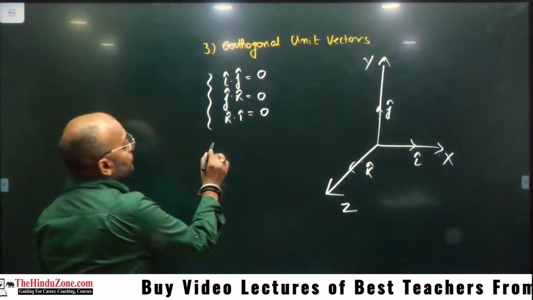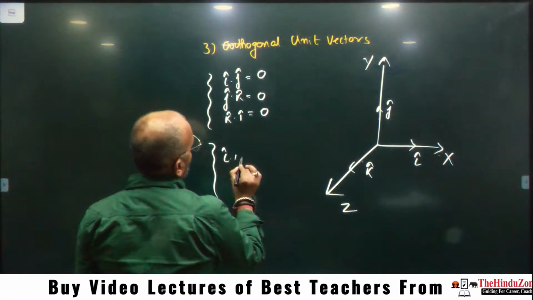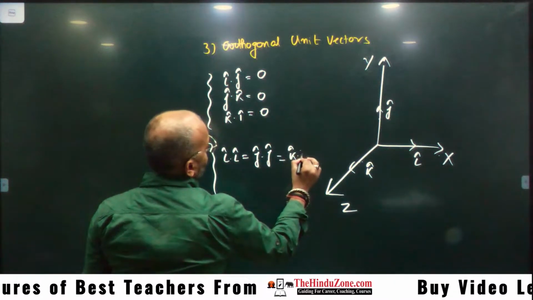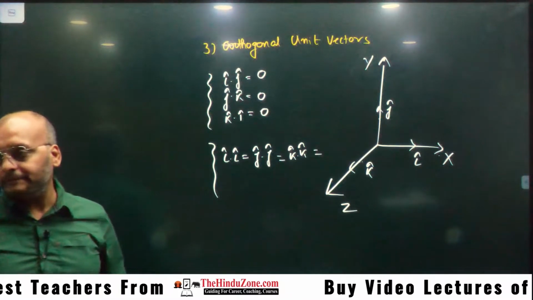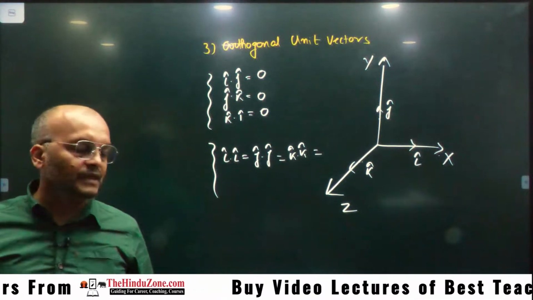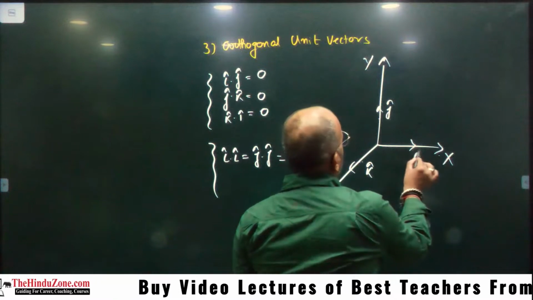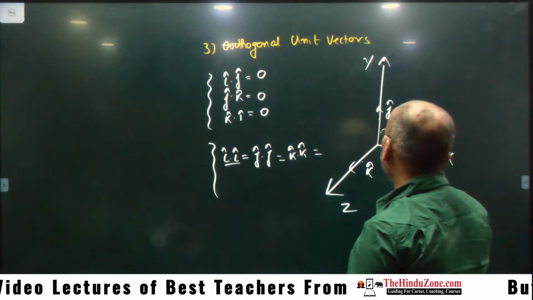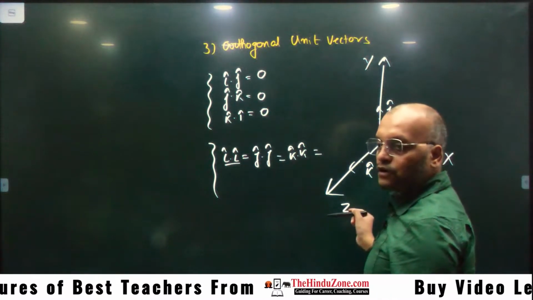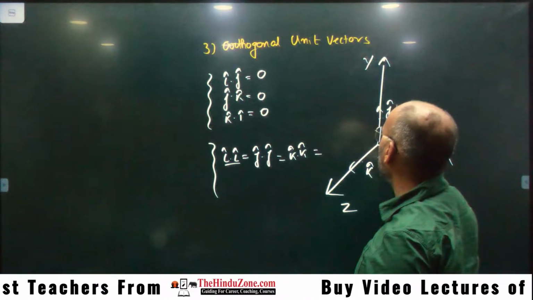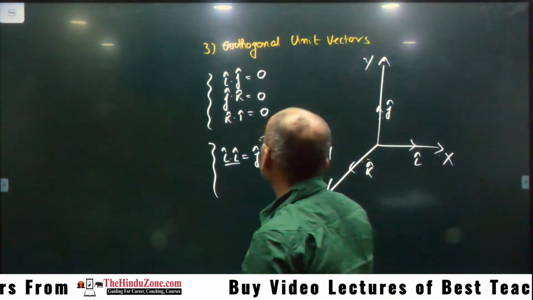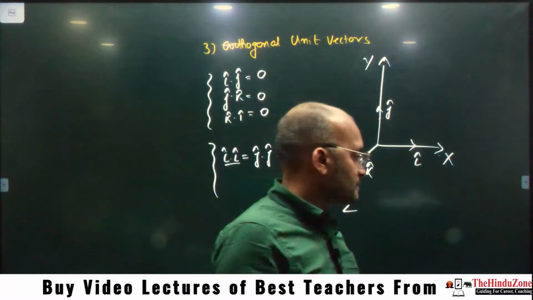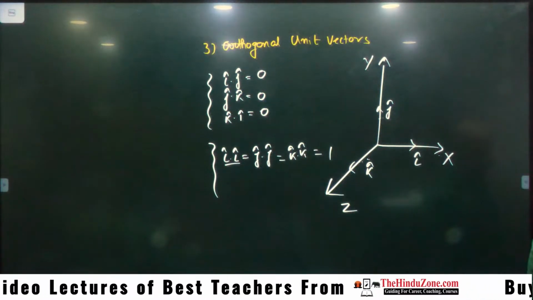And whenever you are going to multiply the same type of orthogonal vectors, yes, Gauranshi, what will be the answer? Both are along the x-axis. If I talk about i cap dot i cap, the angle is 0 between them. Cos 0 is 1. Similar is for y-axis and similar is for z-axis. So the answer is 1. Good.